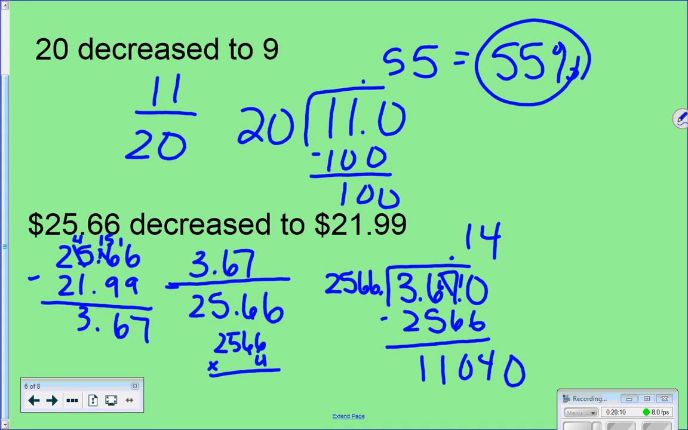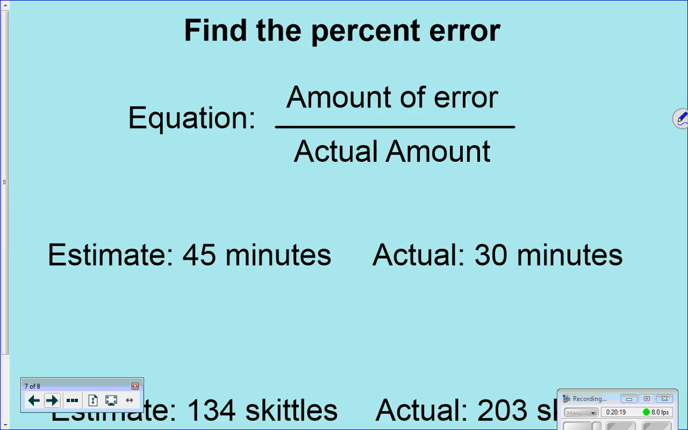Does everybody understand how this is working today? Any questions so far? Just follow your notebooks. Seriously, use your notebooks to help you. I have one more thing I'm going to show you, and that's this percent error.